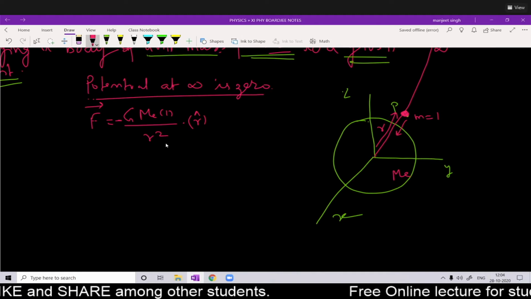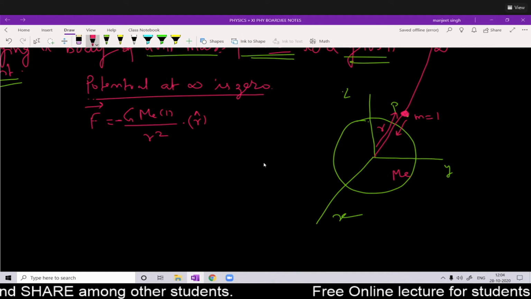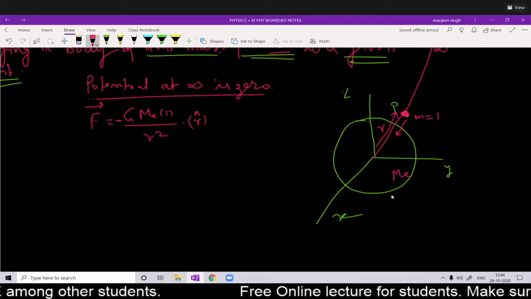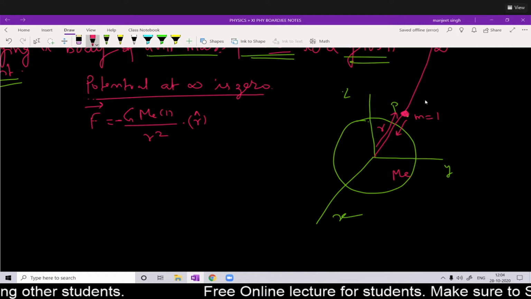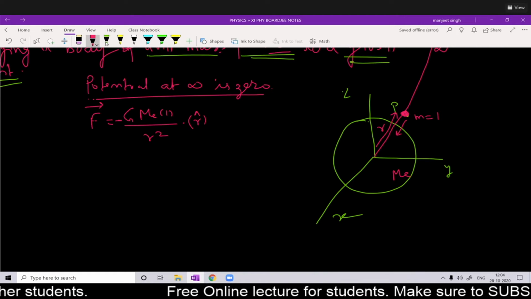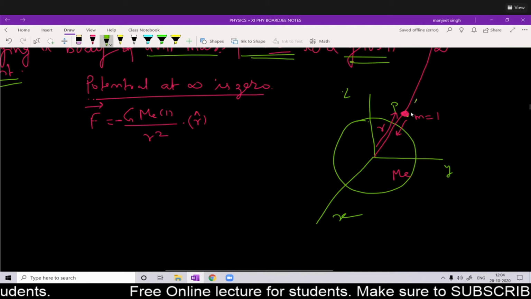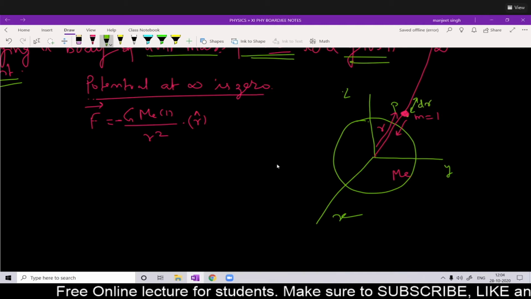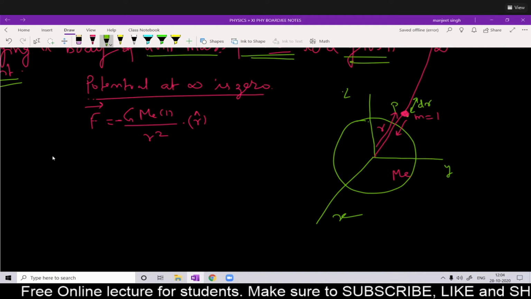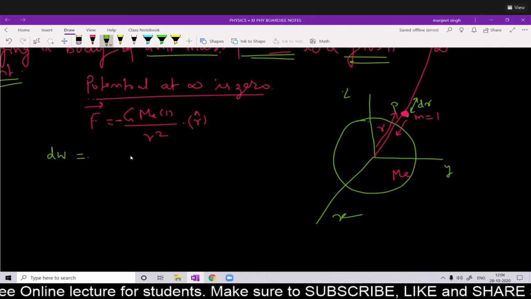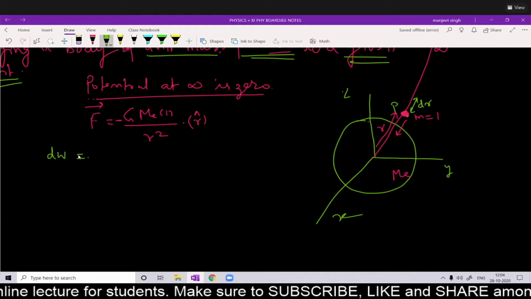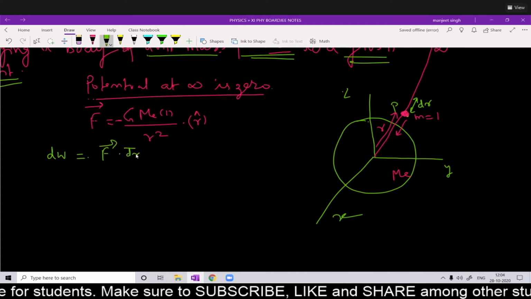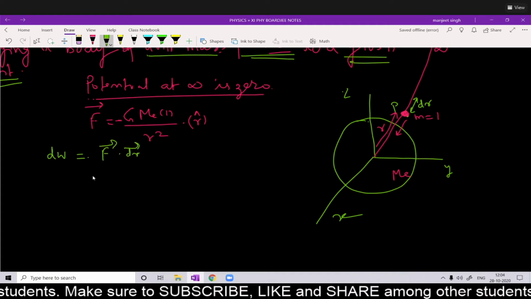Now this force is given by this expression. Now the definition contains the work done. So what we have to do? We have to make a small displacement. Let us displace this mass by an amount dr in this direction. So what is the work done? A small amount of work done will be F dot dr. Work done is F dot dr.